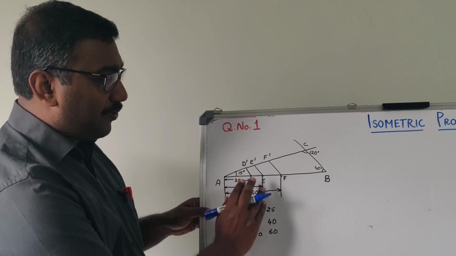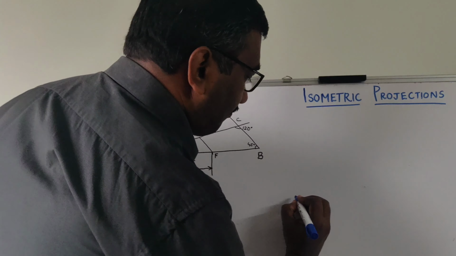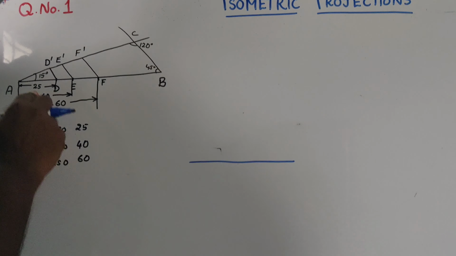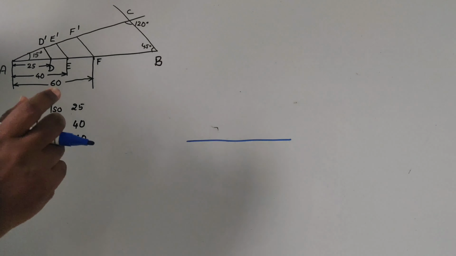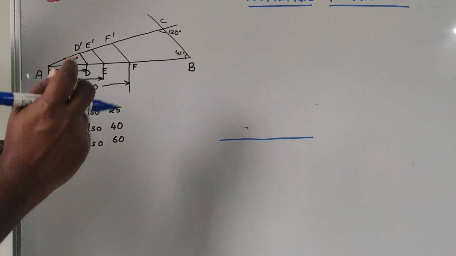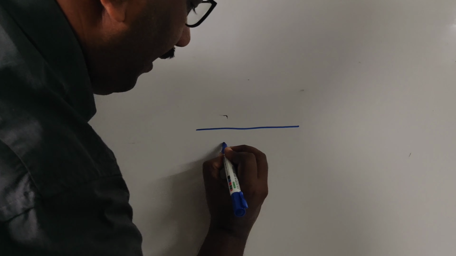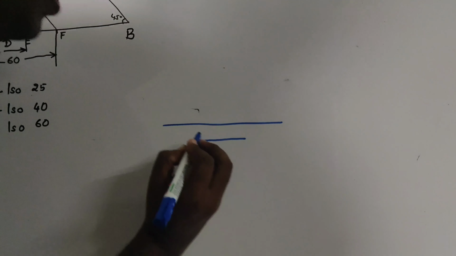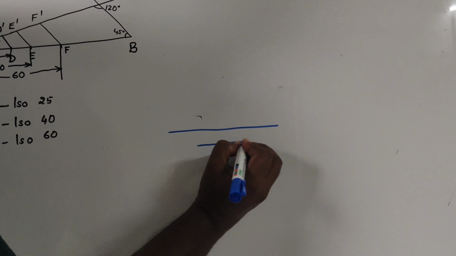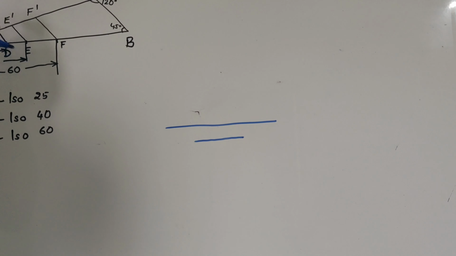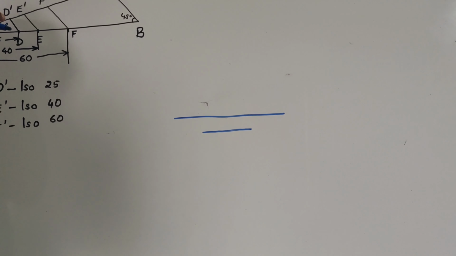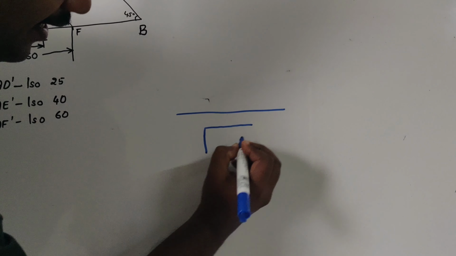So first we will try to draw the simple position using this particular isometric scale. In the isometric scale, you know AE dash is the length corresponds to 40 mm. In the question it is given that the edge of 40 mm is parallel to VP. So I have marked 40 mm here, isometric length of 40 mm. Now I can take isometric length of 25 mm, that is AD dash. You can take AD dash here.